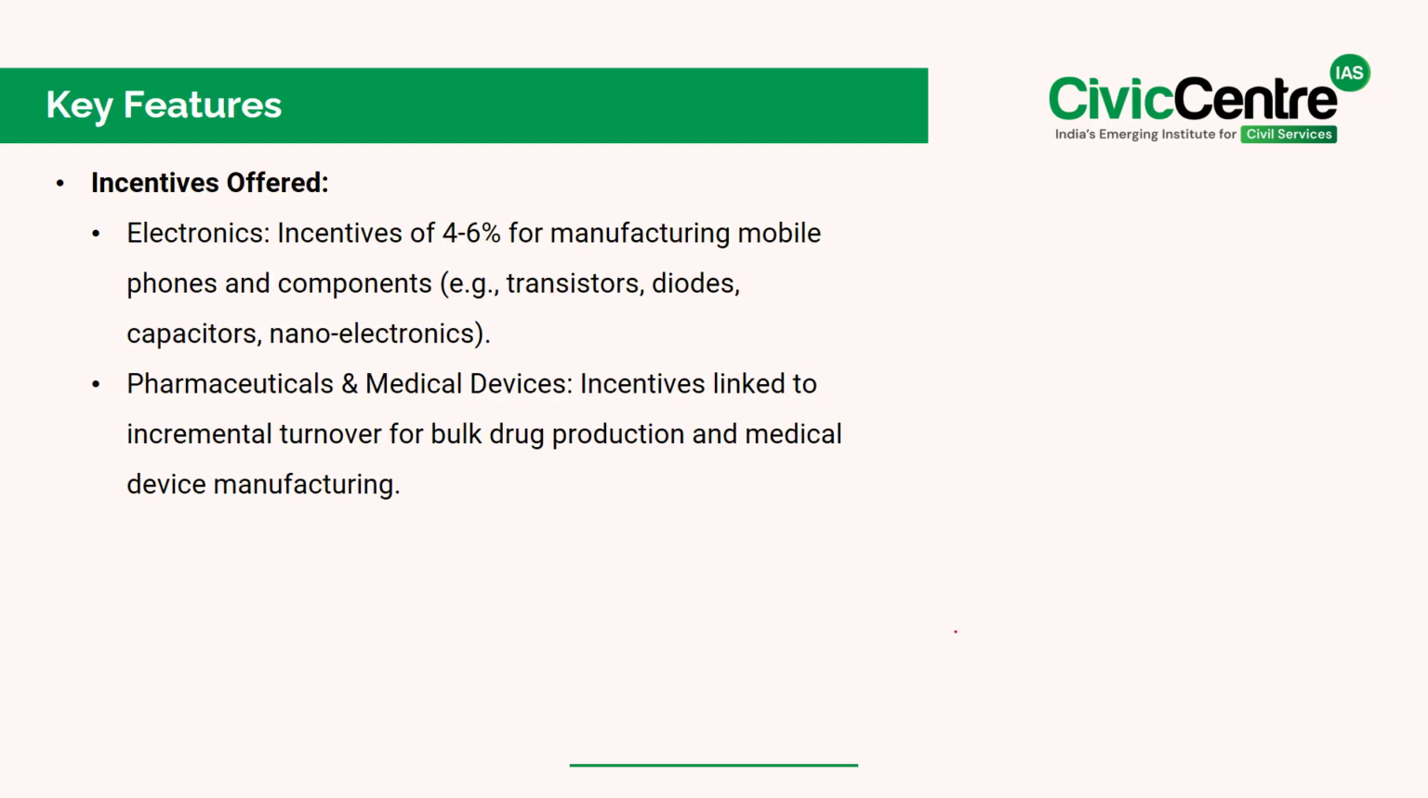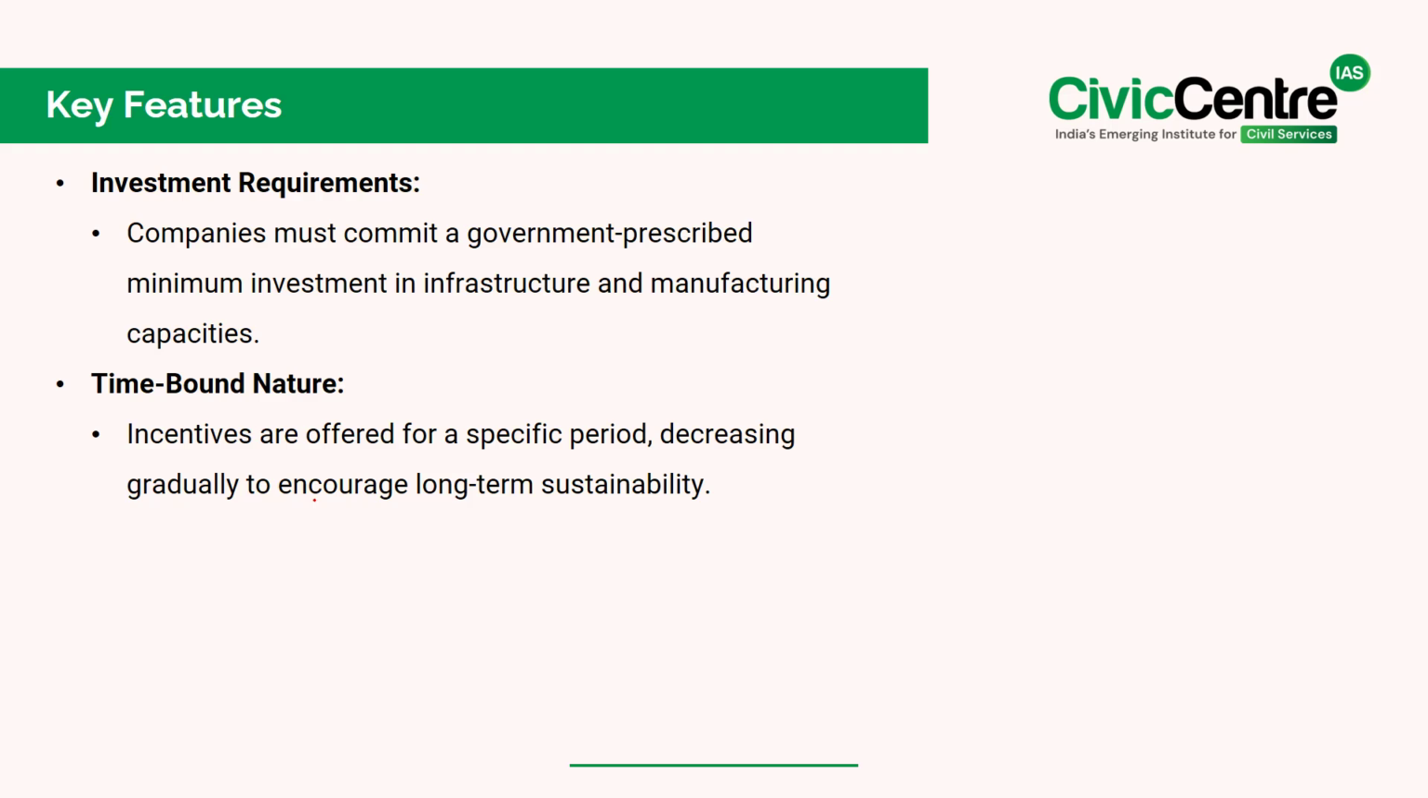Now, if we have to look at the key features under the scheme, so firstly, incentives are offered under the scheme. So for the electronics, incentives of 4 to 6% for manufacturing of mobile phones and components. And with respect to pharmaceuticals and medical devices, incentives linked to incremental turnover for bulk drug production and medical device manufacturing. But for this, the companies must commit a government prescribed minimum investment, infrastructure and manufacturing capacities. And furthermore, the incentives are offered for a specific period, decreasing annually to encourage long-term sustainability.